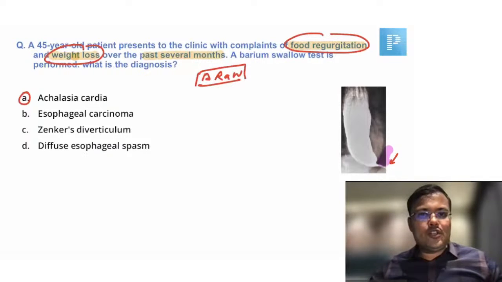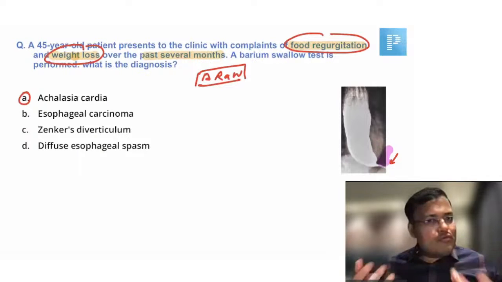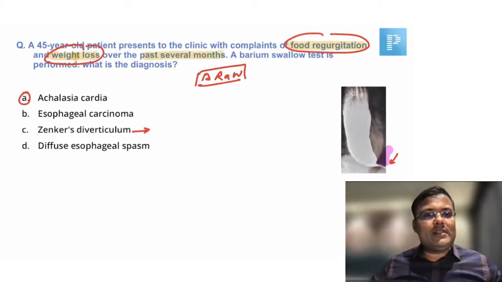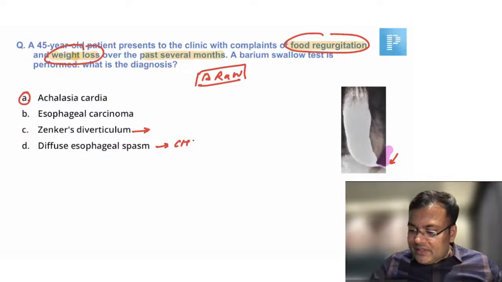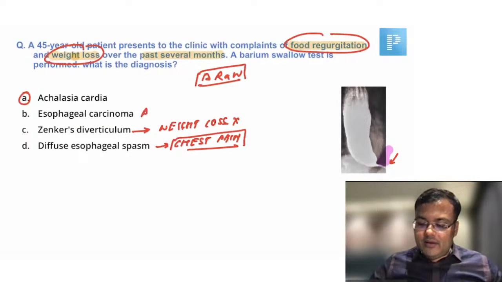In esophageal carcinoma, the most common symptom is dysphagia followed by weight loss. Food regurgitation is not there. In Zenker's diverticulum, there is food regurgitation, but weight loss is usually not there. In diffuse esophageal spasm, these patients have chest pain. So regurgitation is not there in carcinoma. So the correct answer is achalasia cardia.